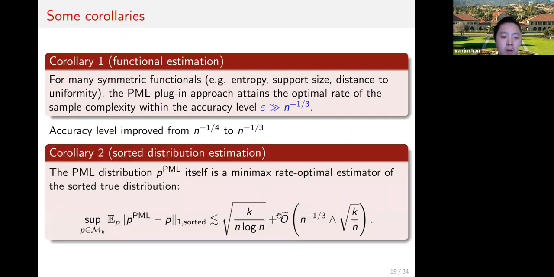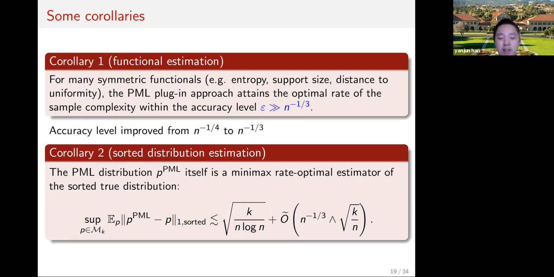And another slightly more involved result for the PML is that the PML distribution itself is actually a minimax optimal estimator for the sorted true distribution, with the following quantity. So this result simply shows that even if we do not apply PML to estimate any symmetric functional, the PML distribution itself as a discrete distribution will be a minimax estimator for the sorted true distribution in the following sense. The proof of this result is much more indirect and involved. And during the proof, we even obtain some side result on a pure approximation theoretic problem.